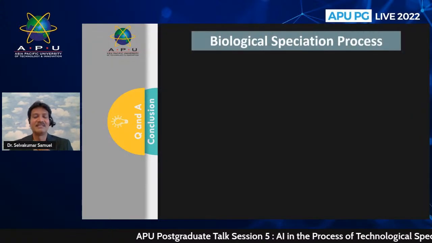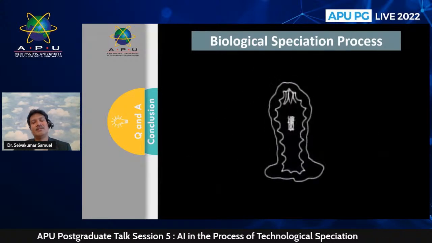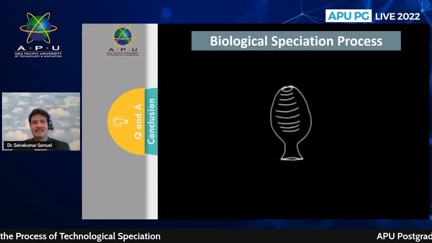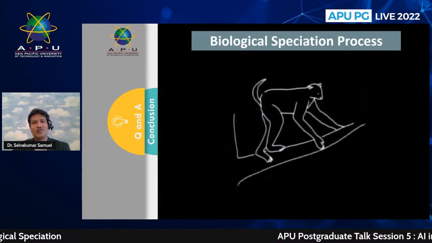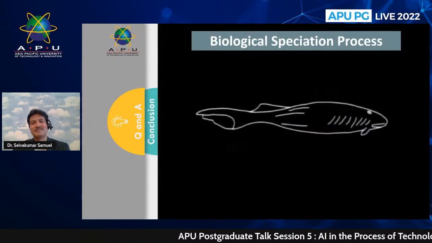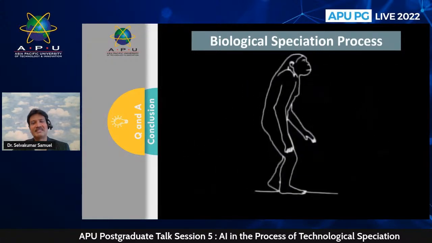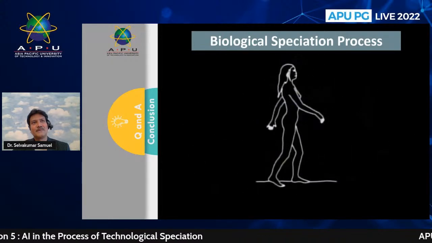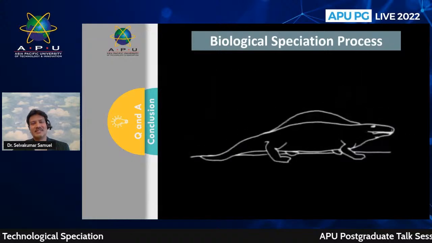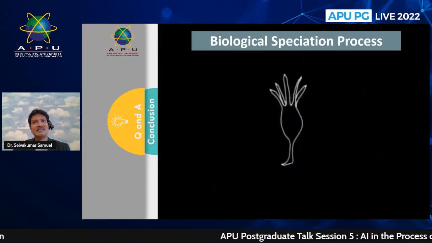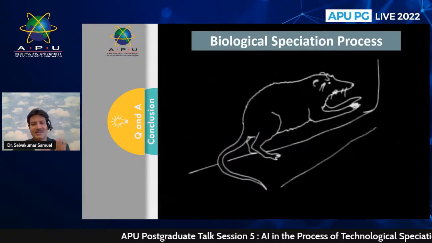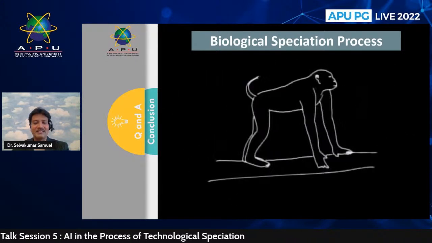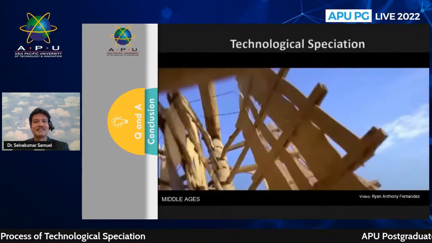First, let's see about the biological speciation process. Biological speciation is the process by which new species are formed. Some of the known reasons why new species form: maybe due to geographic separation, interbreeding, maybe due to environmental changes. So these are the known reasons how new biological species are evolved. But anyway, I'm not going into that area since this idea is derived from biology. So I just briefly mentioned that.